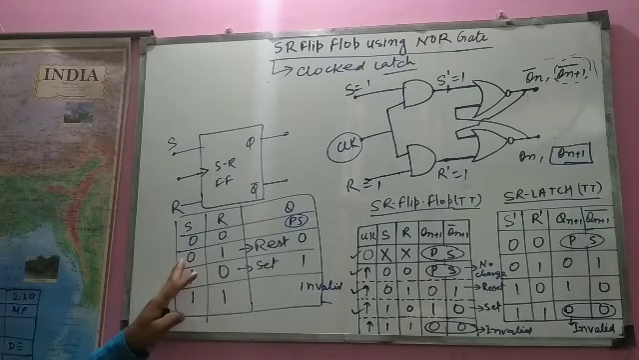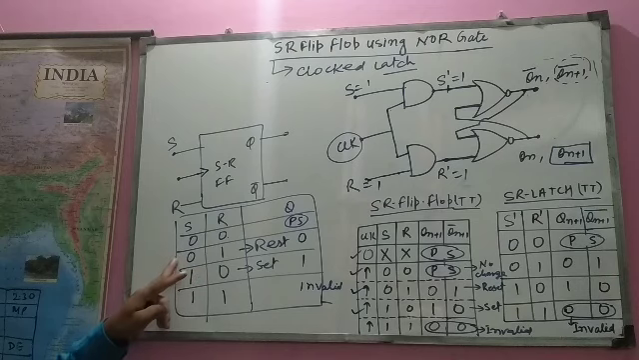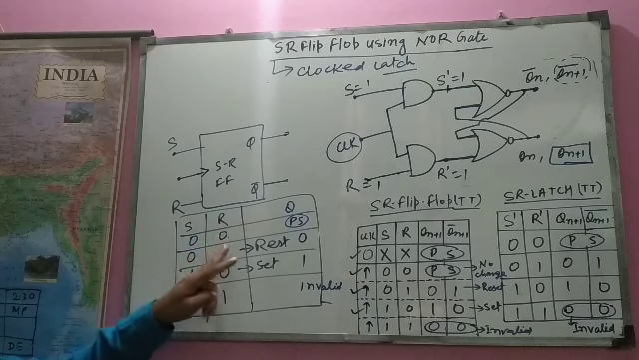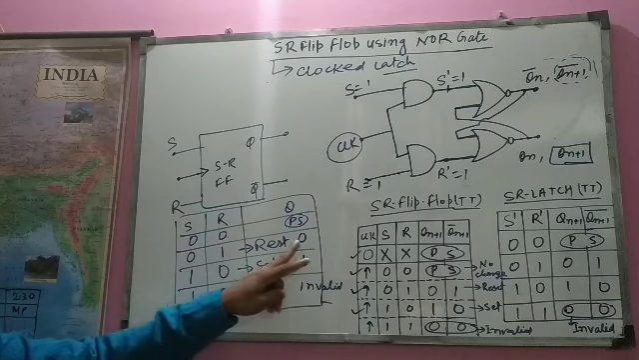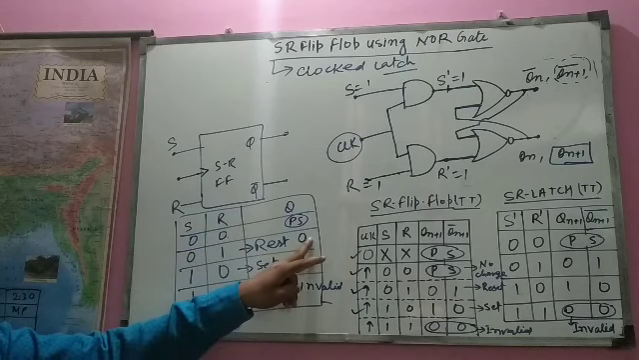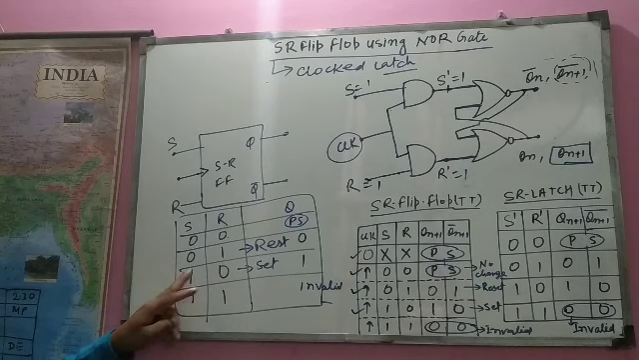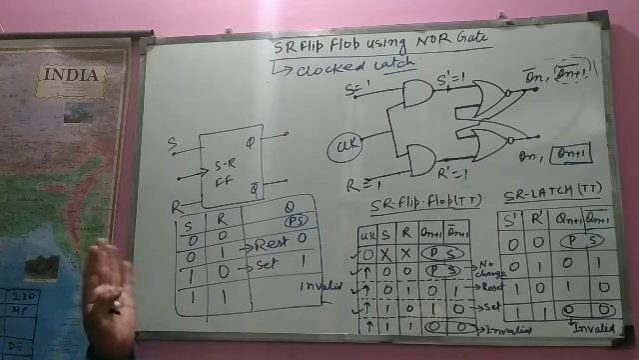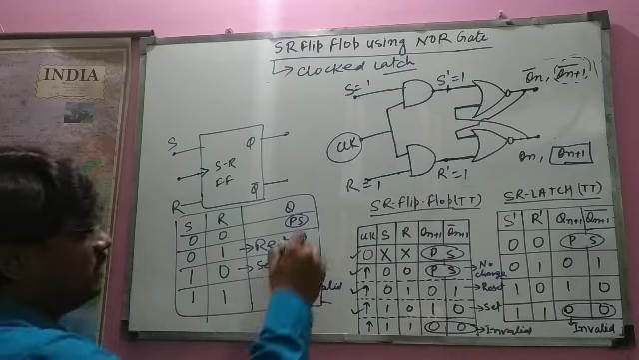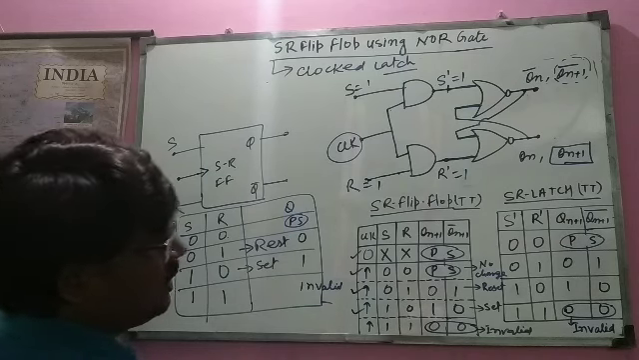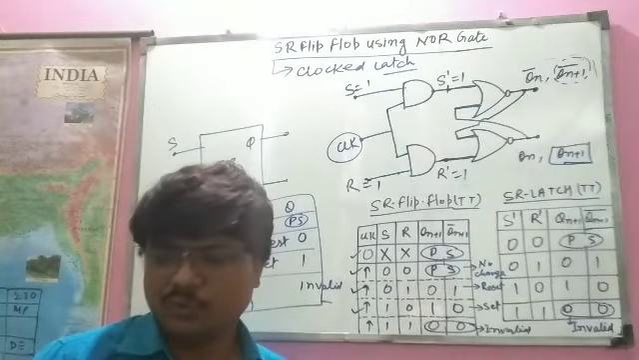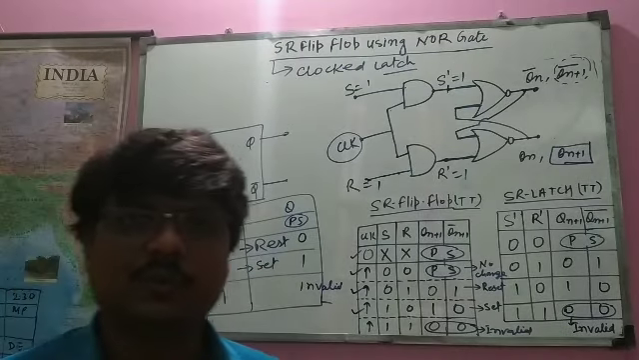If it is 0 1, meaning reset R is 1, then it will be reset and the output will be 0. If S is 1 and R is 0, meaning set is 1, it will get set, that is 1. And if both of these are 1, then no result will be there, so it will be invalid. I hope you must have understood this one.